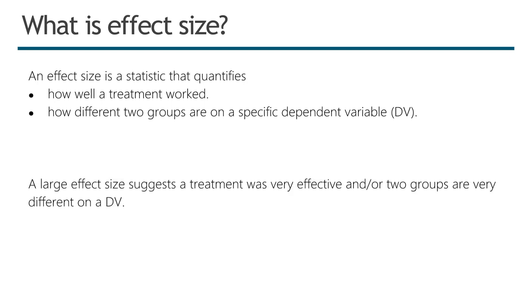A large effect size suggests a treatment was very effective and/or two groups are very different on a specific dependent variable. Obviously, a small effect size would suggest that a treatment was less effective and that two groups are not very different from each other.